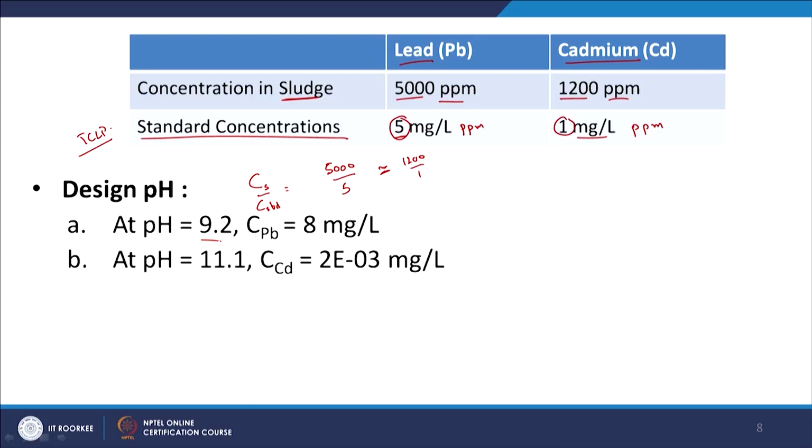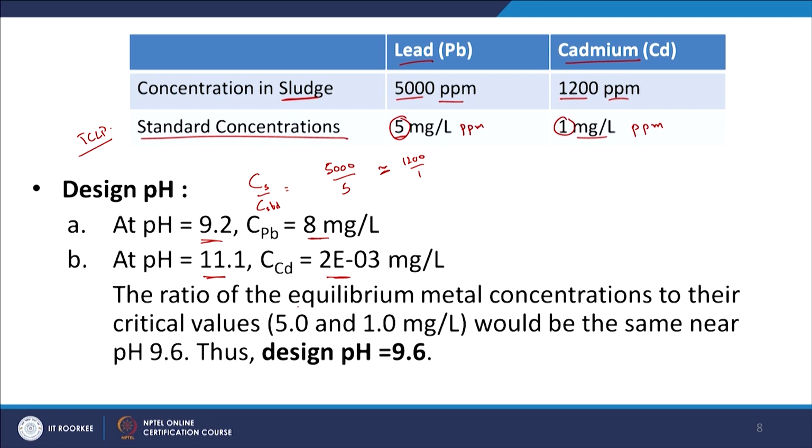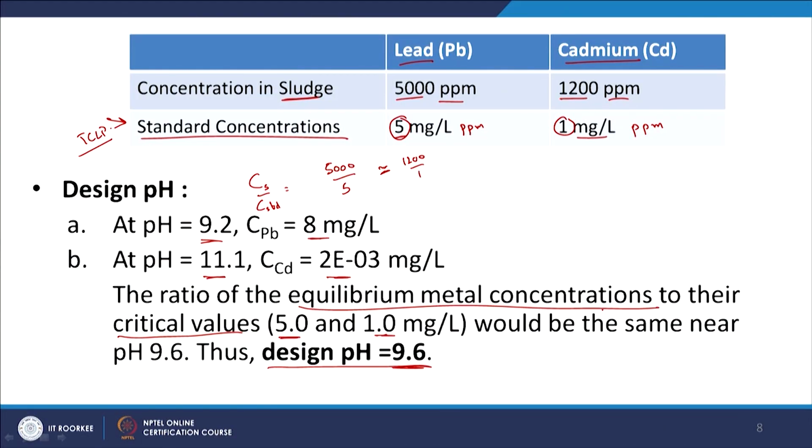So, at pH 9.2, as we discussed, it seems the concentration is around 8, pH 11.1, cadmium is so on and so forth, but we see we can't choose these pH values, right. So, the ratios of the equilibrium metal concentrations to their critical values are 5 and 1, right. Where would they be the same? Looks like they would be the same near 9.6, right. What are we looking at? We are trying to balance out both the concerns here, and we are looking at the equilibrium metal concentrations ratio to the critical values, right. So, around 9.6 looks like.